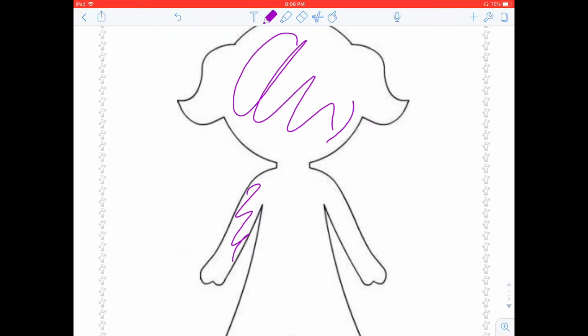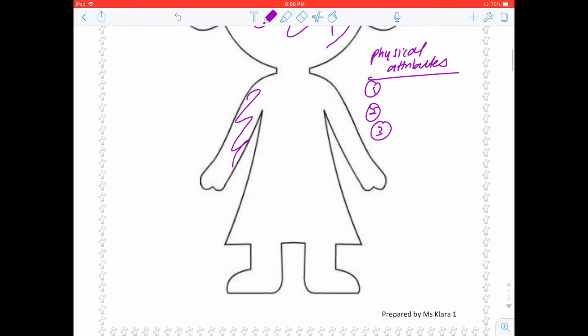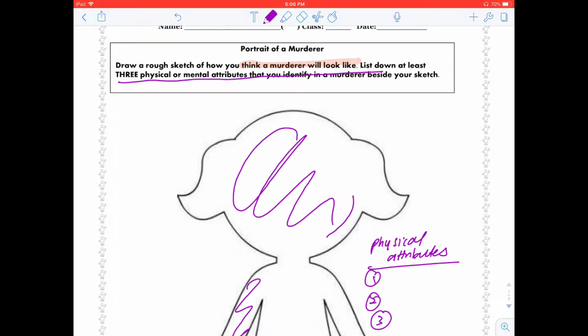So maybe you can put here physical attributes. How do they look like? And mental attributes, how do they think? Are they mentally unstable? Are they angry? And so on and so forth. So that's what I want you to do.